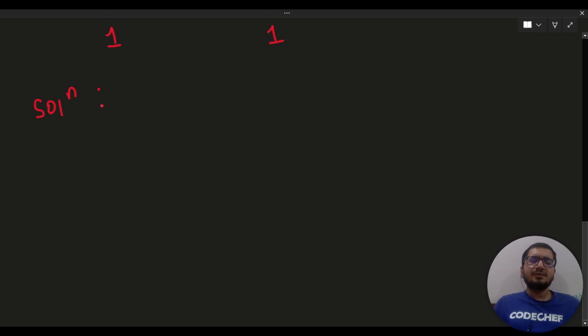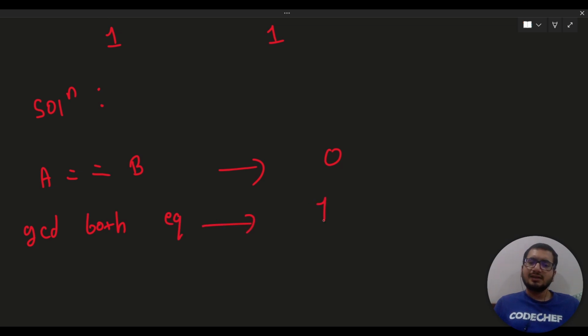Now, what can be the different cases? First could be that A is already equal to B. If that is the case, our answer is 0. If this is not the case, then we'll try to find GCD of both, and if they are equal, then the answer is 1.